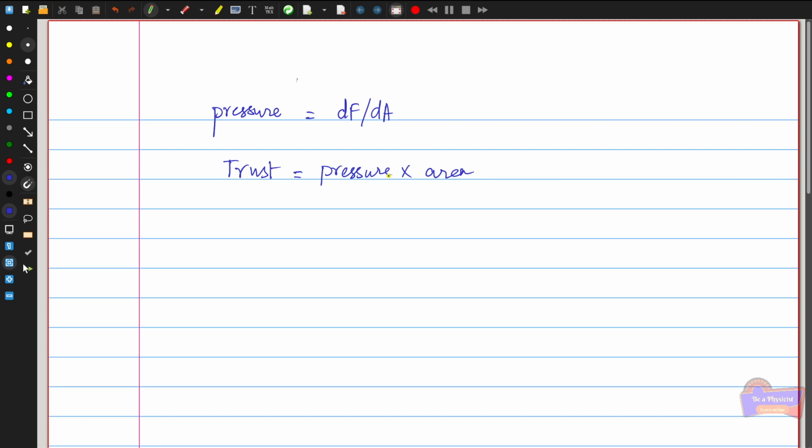Now we are going to find out the thrust of the liquid on any immersed plane. Suppose you consider a water tank and you place an object inside this liquid at some height h. We are going to see what the thrust acting on this object is, and derive the mathematical expression for that.